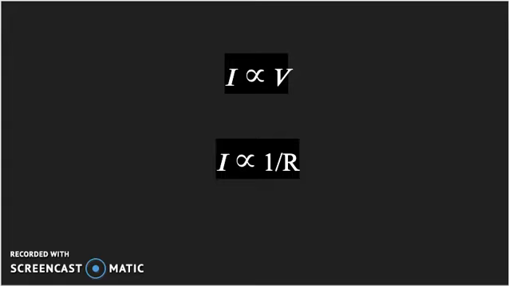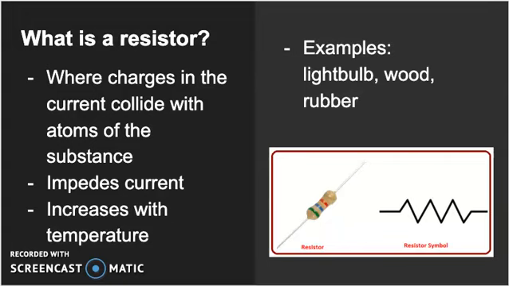So now to understand what resistance is, it's clearly an important part in Ohm's law and really affects it. So we want to understand what is a resistor. Literally, a resistor is where charges in the current collide with atoms of the substance carrying that current, and it therefore impedes the current. We know from previous physics that when two objects are touching there's friction between them, and friction causes something to either slow down or to not move. So I like to think of resistance as kind of like the electrical form of friction.